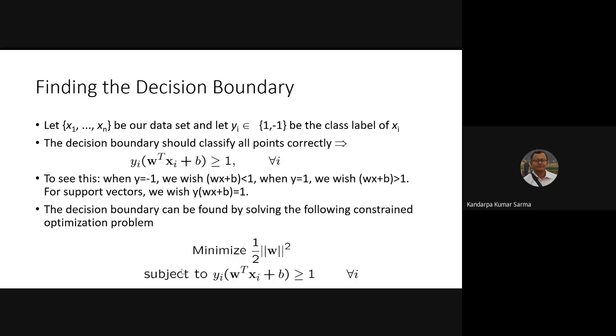So we can find a decision boundary when we solve an optimization problem such that we find the minimum of a half of the norm of w squared, subject to the condition that yi times (w^T xi plus b) is greater than or equal to 1 for all i. If that is guaranteed, then we can find a decision boundary.